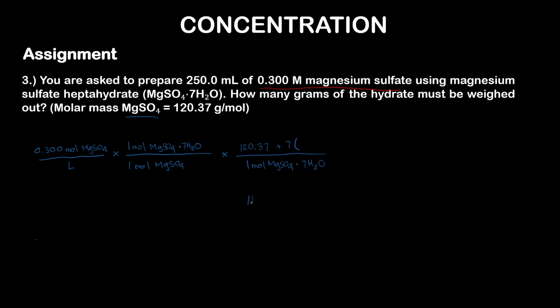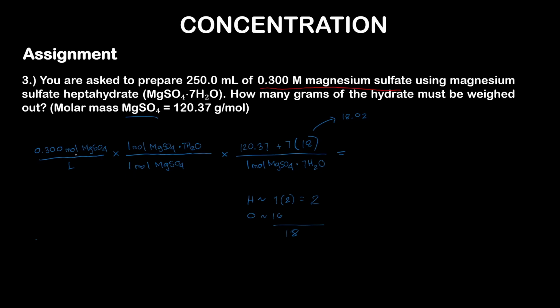7H2O. So H we know is approximately 1, O approximately 16. Since this is 2H, so this is 2. 2 plus 16 is just 18. So 7 times 18, that's the approximate amount of water. I think it's 18.02 or something, but this is close enough. We can do this just for fast calculation.